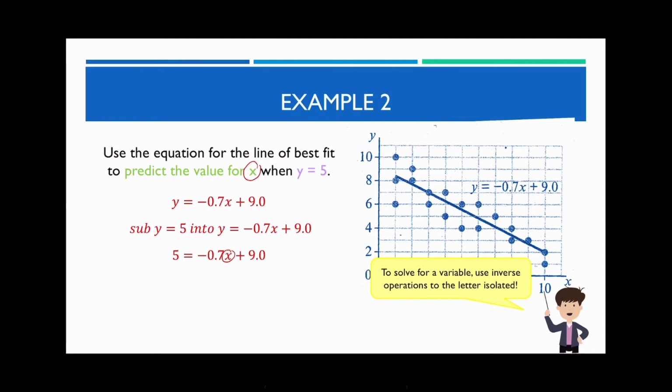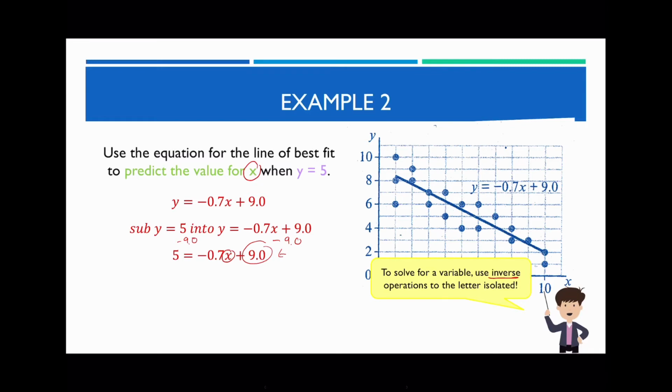Okay, so what we're going to do first is get rid of this guy over here, because this is a separate term compared to the negative 0.7x, because notice how x is combined. We have to get rid of this guy first. Notice that the sign in front of the 9 is a positive, so inverse means that we have to use the opposite sign. So to get rid of positive 9, I'm going to subtract both sides by 9.0. Whatever I do on one side, I must do to the other side of the equation.